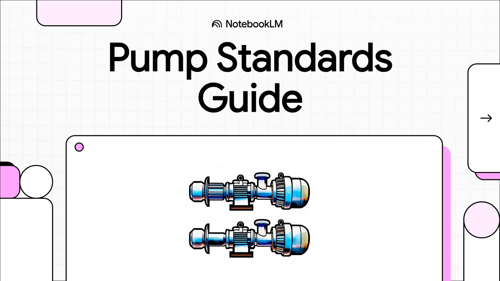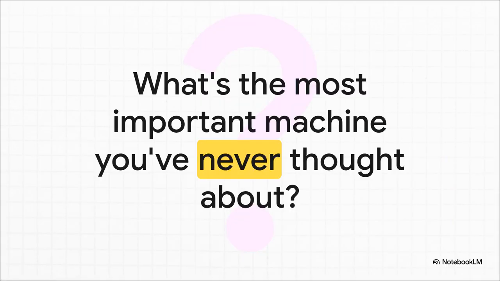All right, let's dive into the hidden world that keeps our entire modern life running: industrial pump standards. Now, I know that sounds super technical, but trust me, knowing the difference between ANSI, API, and ISO can mean the difference between a facility that runs like clockwork and one that's a costly or even dangerous disaster waiting to happen. So let me just start by asking you a question.